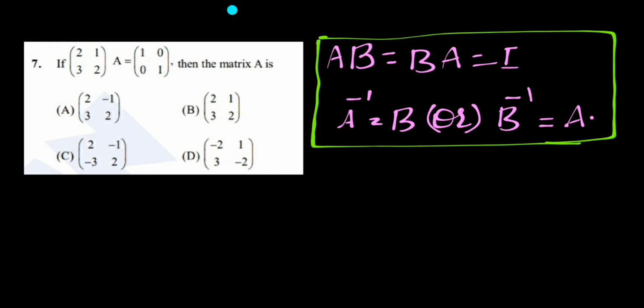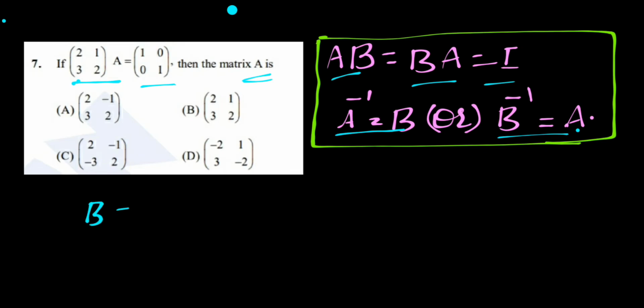Next, problem number 7. If the 2 by 2 matrix 2 1 3 2 into A is equal to I, where 1 0 0 1 is nothing but the identity matrix, then find the matrix A. For that purpose, AB is equal to BA is equal to I. If satisfied, A inverse is equal to B or B inverse is equal to A. Here the first matrix is B, the second matrix is A, is equal to I. So now A is nothing but B inverse, we have to find.